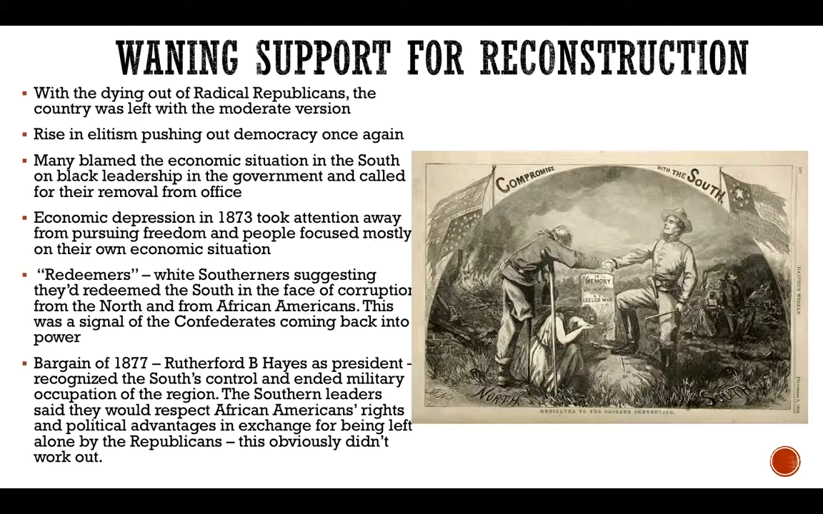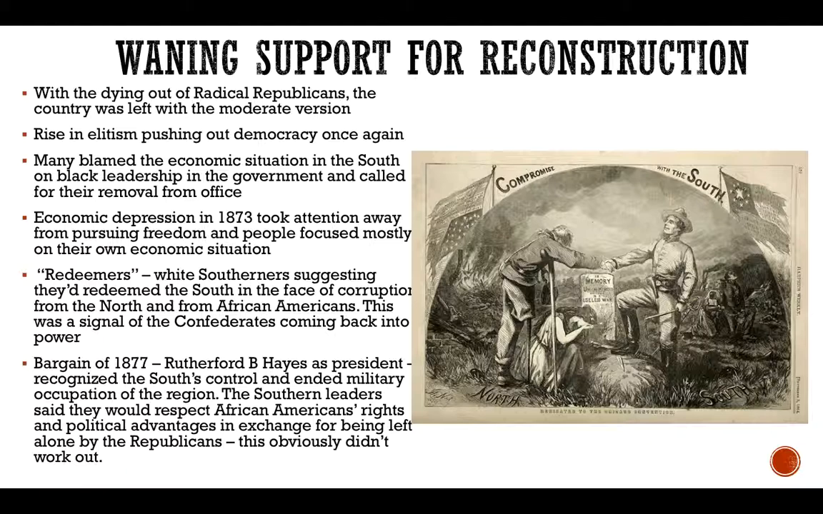Even those who weren't vehemently opposed to Reconstruction started to tire of the whole process. So with the dying out of the radical Republicans, these people who were wanting to remake the South and wanting to establish this new country moving forward with more universal rights, with them dying out, the country was left with a more moderate, middle-of-the-road version.